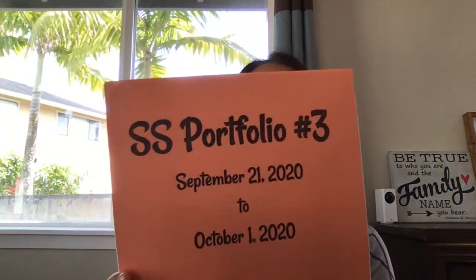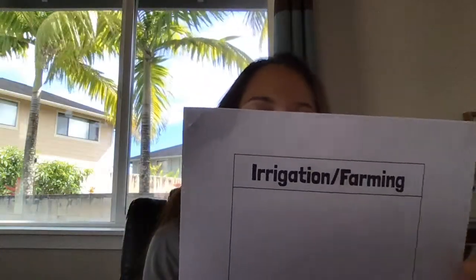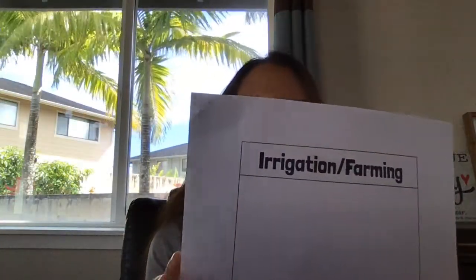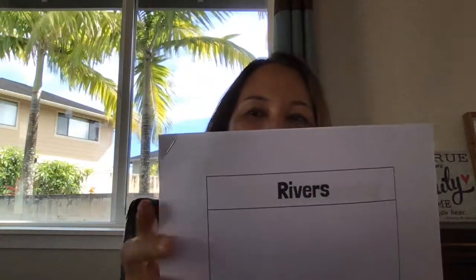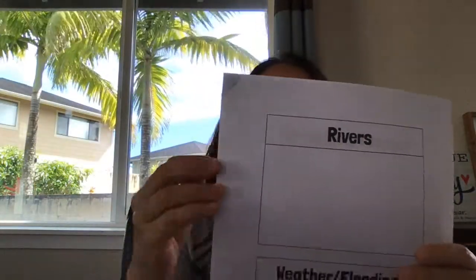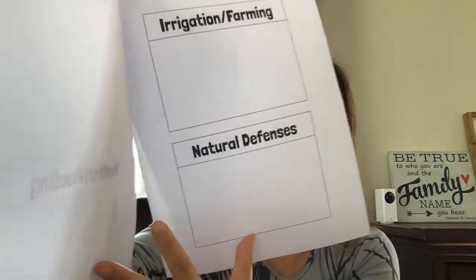So to begin with, you're going to need, of course, your composition book, and you're going to need your social studies packet. In your social studies packet, look for portfolio number 3. When you find portfolio number 3, you'll see that there's a whole bunch of papers in here, but I want you to look for this 2-page stapled packet, and it should say rivers. Okay, it'll say rivers, weather and flooding, and then the second page will say irrigation and farming and natural defenses.